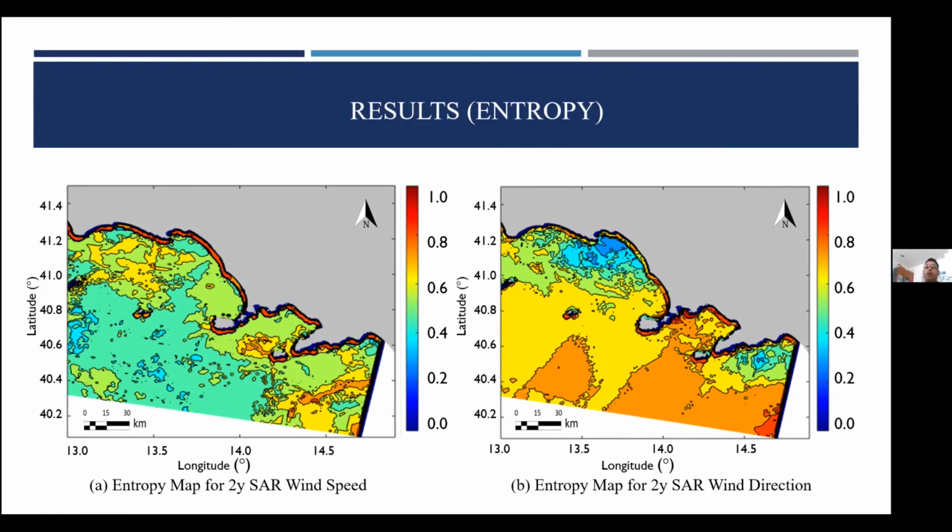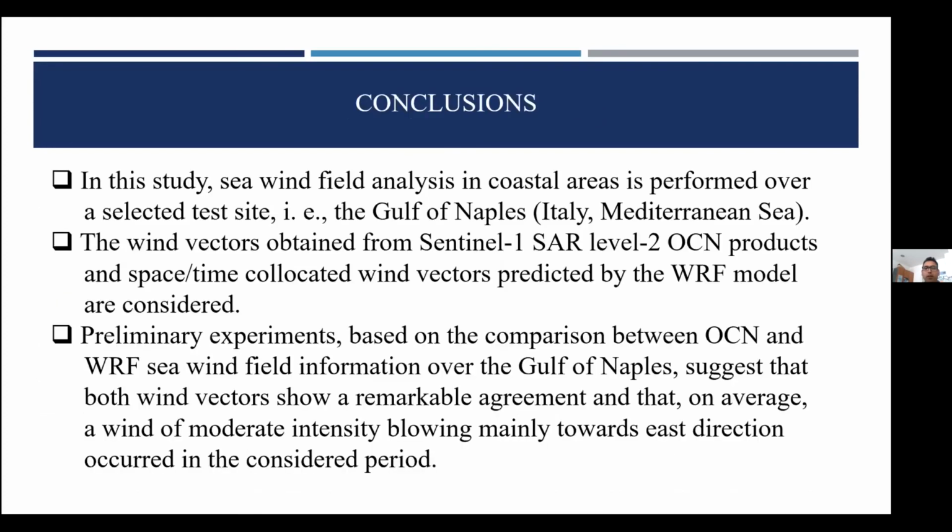So we can see the variation of the wind direction as well. In the end, here is the conclusion of my presentation. In this study, we carried out wind field analysis near the coastal area of the Gulf of Napoli. For this, we used the Sentinel-1 Level 2 product, which is well collocated in space and time with the weather forecasting model.